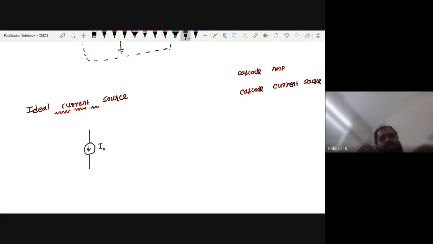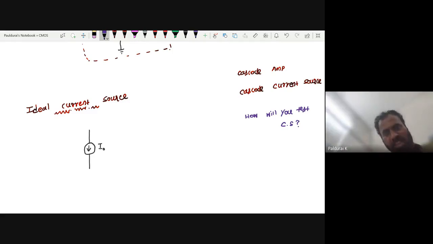Let me ask like this. I have given you some device, some two-port network. You want to find whether the given two-port network is a voltage source or a current source. How will you test that? That's my question. Anyone? How will you test a current source?